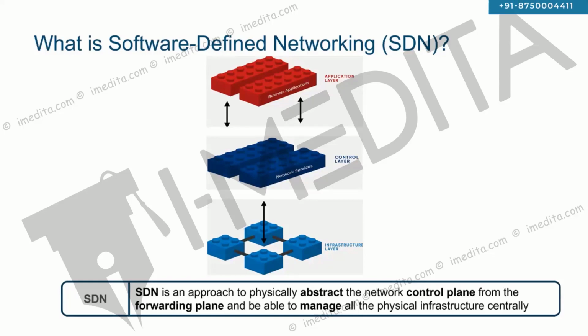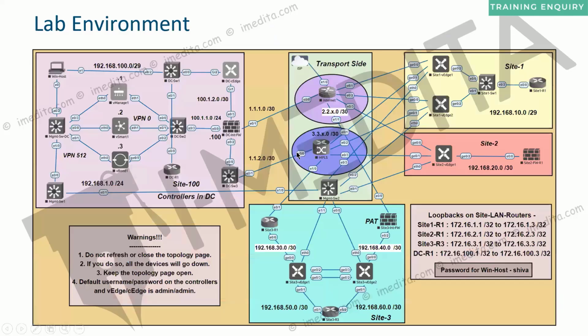Because I'm unable to correlate this sentence. It means that the devices that we are going to have, let's say, for example, in this topology, we have a lot of devices connected on the edge of our branches, such as on site number 1, site number 2, site number 3.